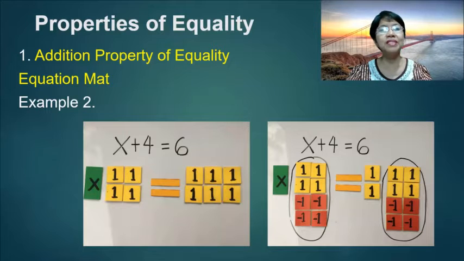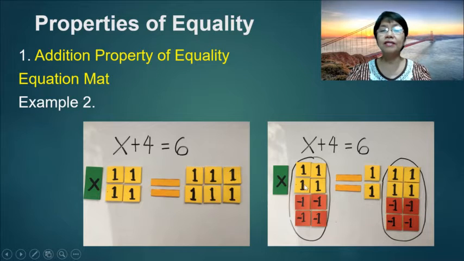Example number 2, using the equation mat again, we have x plus 4 is equal to 6. So we have this x tile and then 4 unit tiles, and on the right side, we have 6 unit tiles. And the goal of solving an equation is to solve for x by isolating x on one side of the equation. So we have to add -4 on the left side and also -4 on the right side to have a zero pair here.